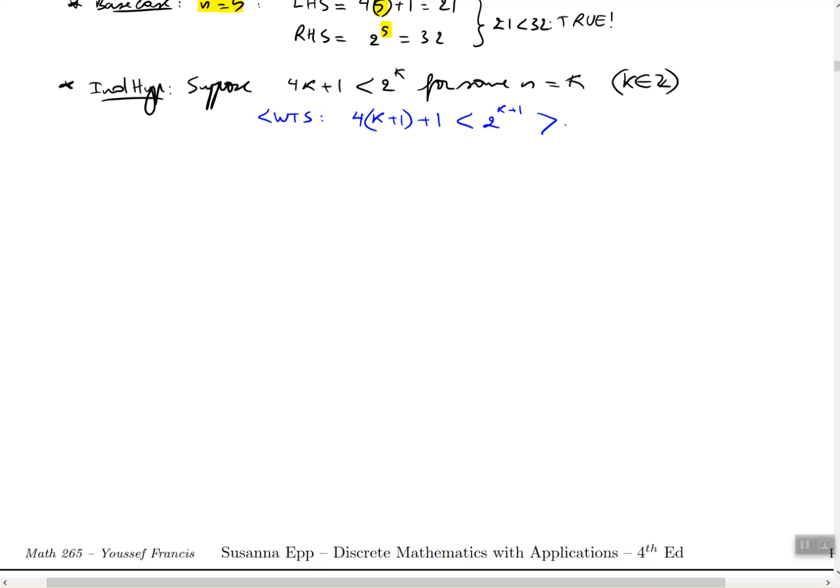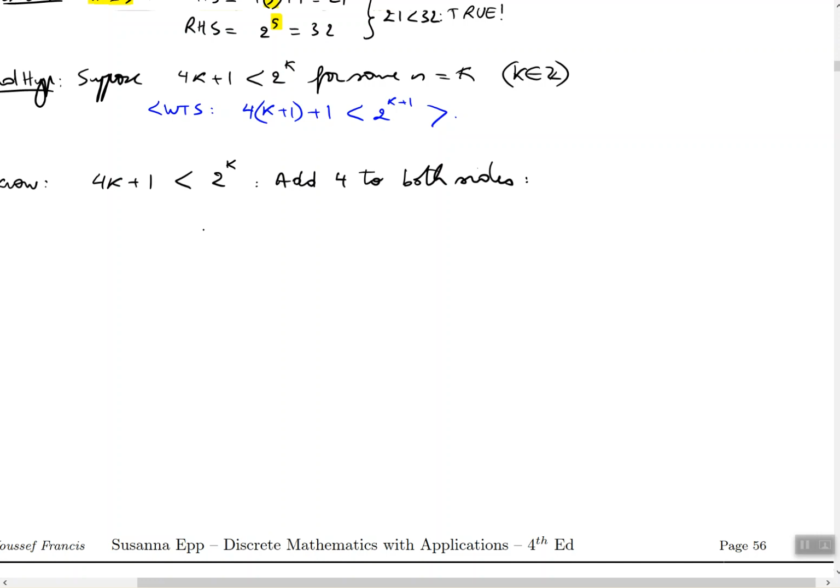So I'm going to say something like this. I have already assumed that 4k plus 1 is less than 2 to the power of k. So let's go ahead and add 4 to both sides. This is perfectly legit, and by doing that I would end up with 4k plus 1 plus the extra 4 that I'm adding, and it's going to be less than 2 to the power of k and then the extra 4 that I'm adding.